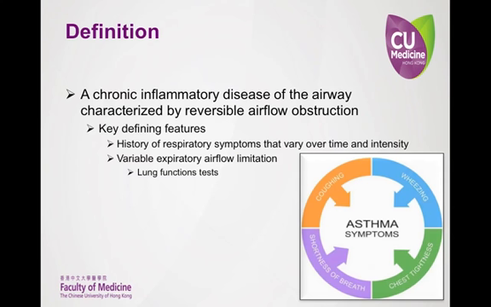Asthma is a chronic inflammatory disease of the airways characterized by reversible airflow obstruction. The key word here is reversible. The respiratory symptoms will vary over time and intensity. Lung function tests are measured to determine this variable airflow limitation. Symptoms of this respiratory airflow obstruction occur or are worse at night or upon waking. The symptoms are often triggered by exercise, laughter, allergens, cold air, among other triggers as well, and occur or worsen with viral infections. The four primary asthma symptoms are coughing, wheezing, chest tightness, and shortness of breath.